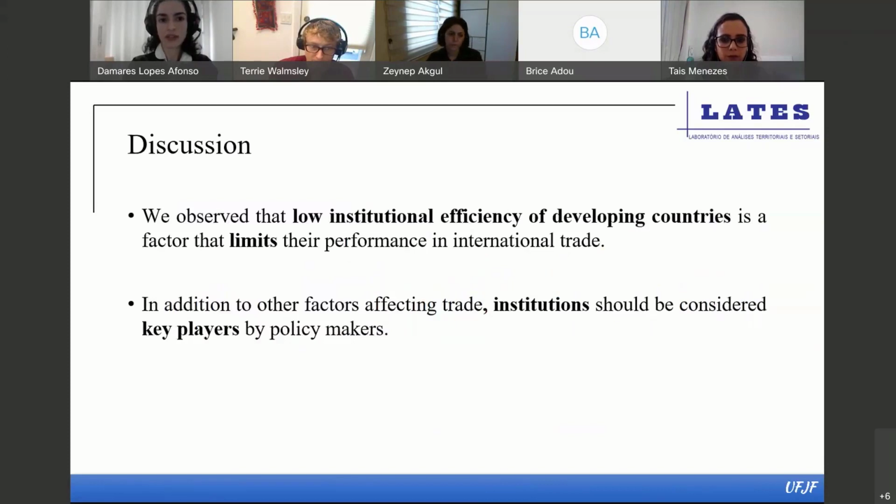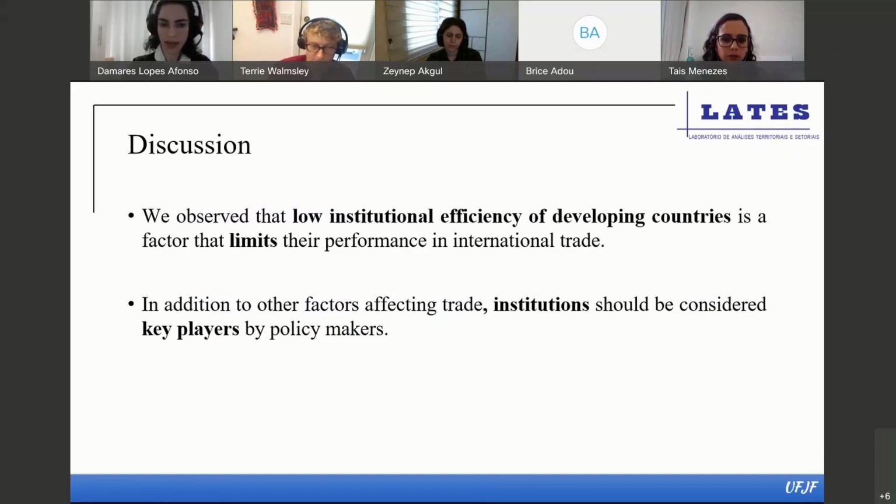In conclusion, we observe that the low institutional efficiency of developing countries is a factor that limits their performance in international trade. And in addition to other factors that affect trade, institutions should be considered key players by policymakers, since institutions can impact the reliability of transactions and the incentive structure of the agents to invest and trade more complex products, like manufactured products.